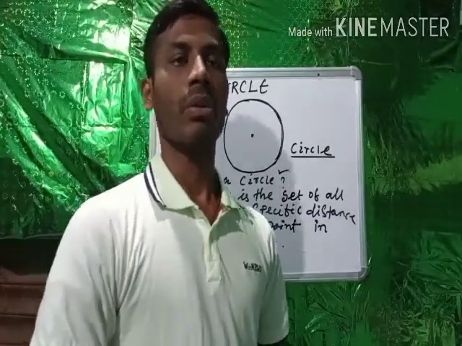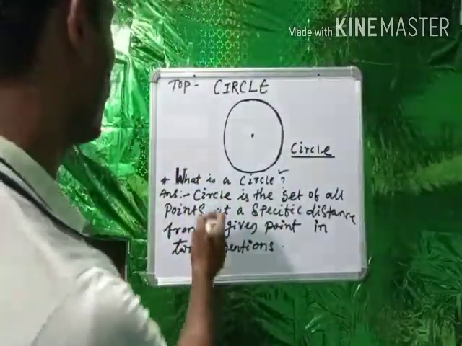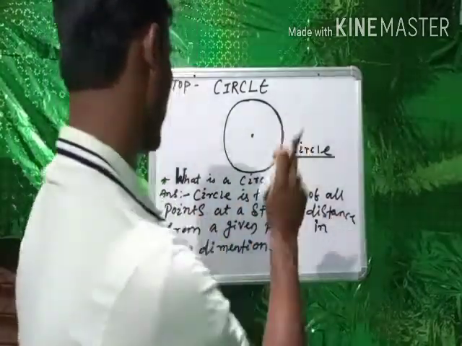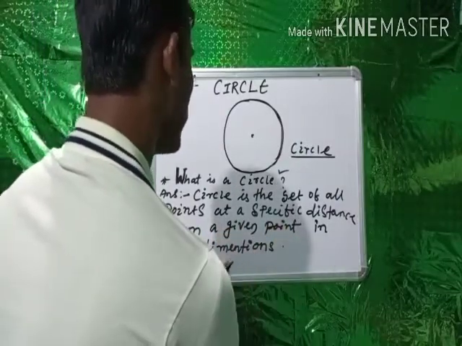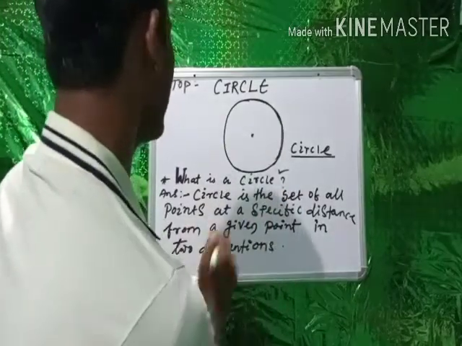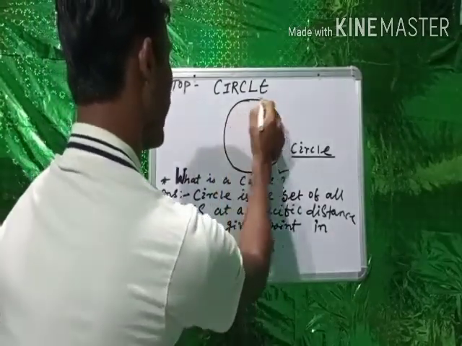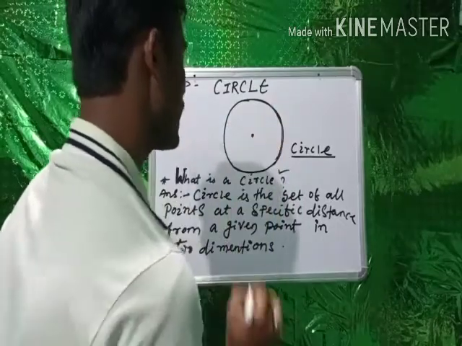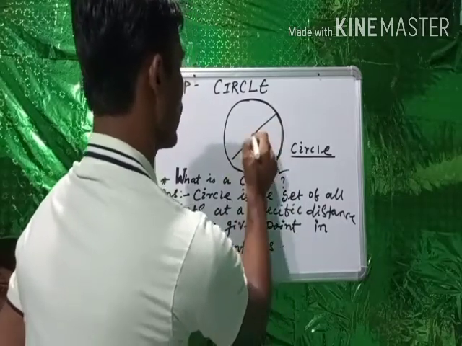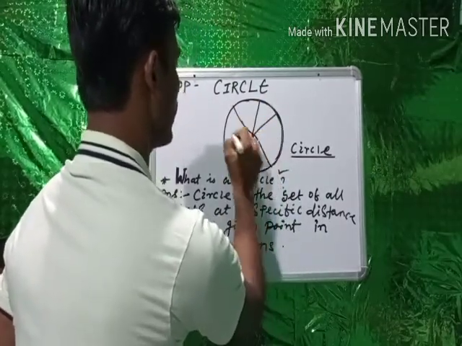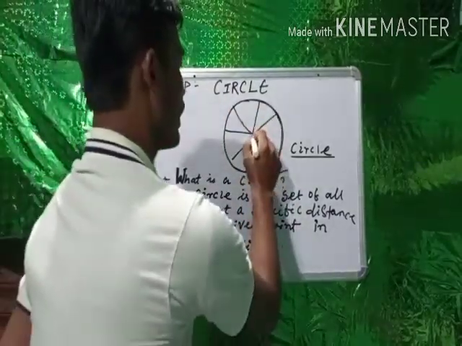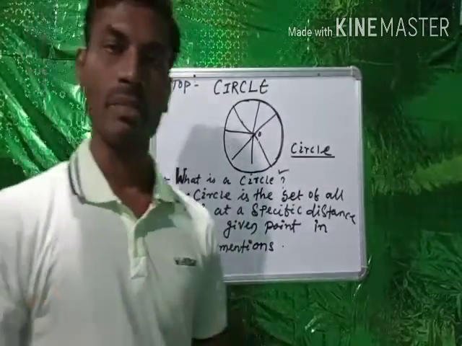Circle is the set of all points at a specific distance from a given point in 2 dimensions. You just look at it: a circle is a set of all points, meaning look at the points. These are the points here at a specific distance, that means from the center. The distance is equal to each other from the center, the given point in 2 dimensions. So it is the definition of a circle.